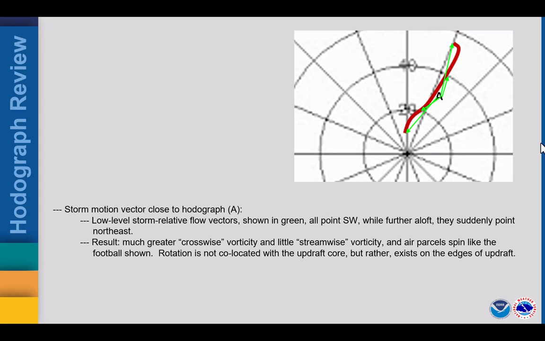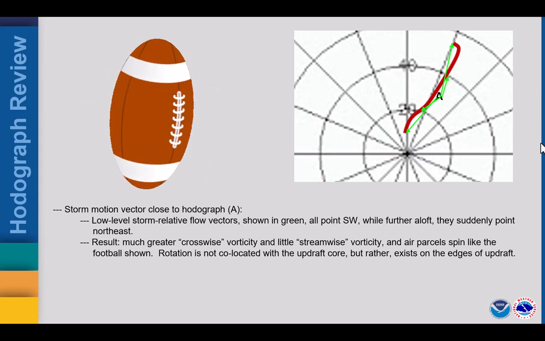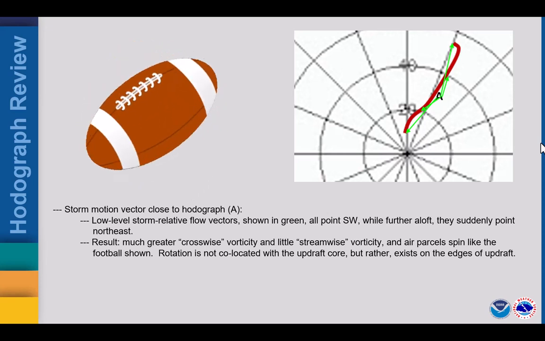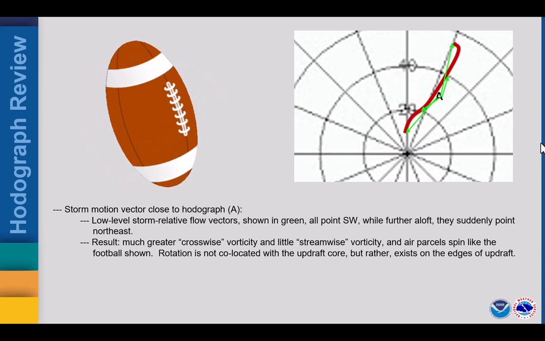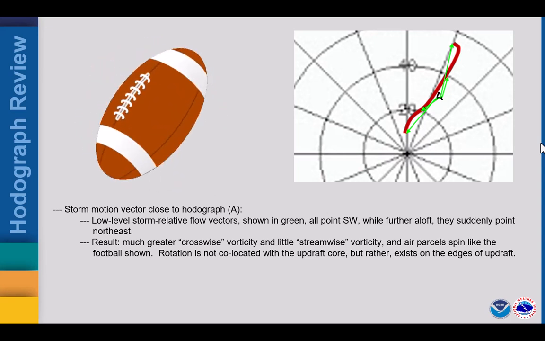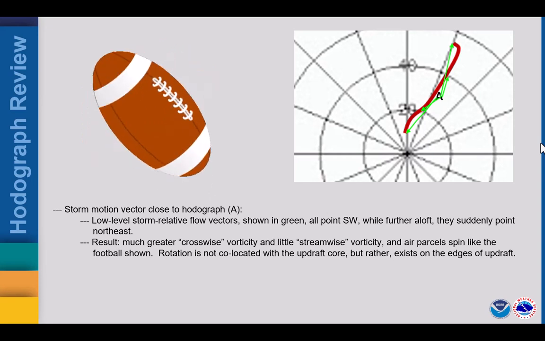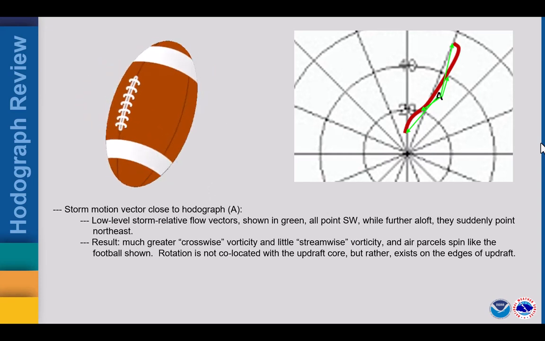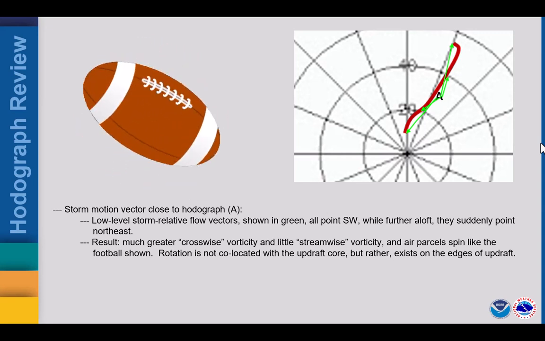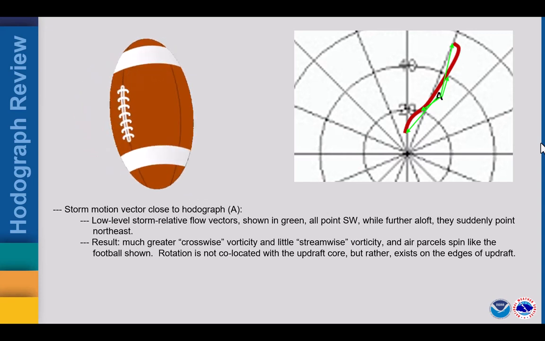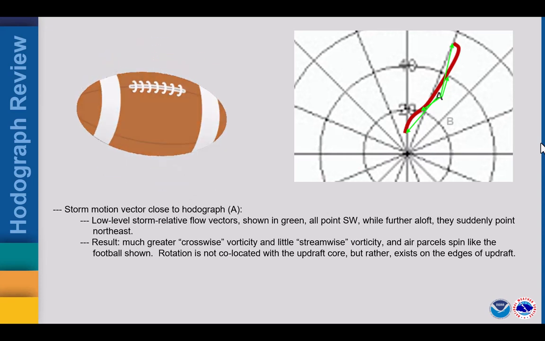The end result of this is if you've got a football flying through this environment, instead of spiraling, it would move like this. This is referred to as crosswise vorticity. And when this is ingested into an updraft core, the rotation is not co-located with the core of the updraft, but rather located on the edges of the updraft. And you can get rotational signatures, but they're not co-located with the updraft, where you would have the stretching of the vortex, as you will. For that, we need streamwise vorticity.